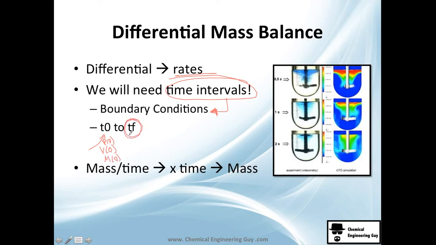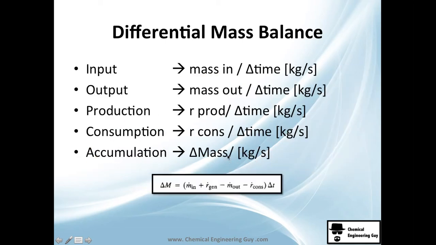Compared to the final time, we are going to have a change in time, or a time interval. So if we're talking about rates, mass per time, we're going to multiply by time, so we get mass. So we do it: input, output, production, consumption, accumulation, and we get this equation here.